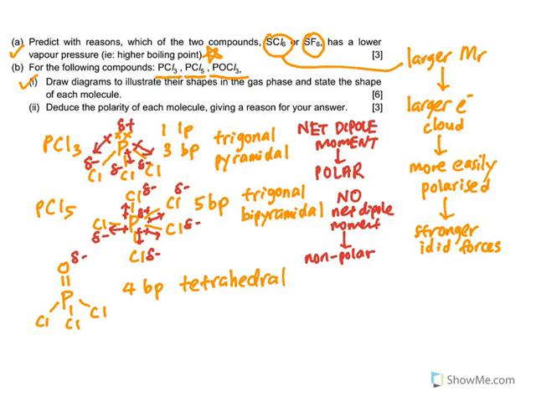Finally, we look at the last one, POCl3. Delta minus, delta minus, delta minus, delta minus, and delta plus on P. Same thing, we draw it. It may seem that there is no net dipole moment. However, because the O has a different electronegativity compared to the Cl, the dipole moments here don't cancel each other totally. So eventually, there is still a net dipole moment, which means polar.